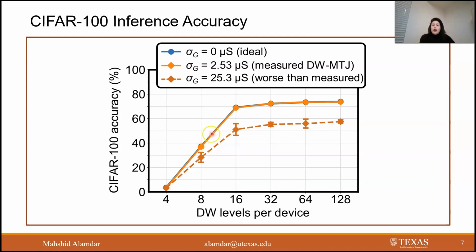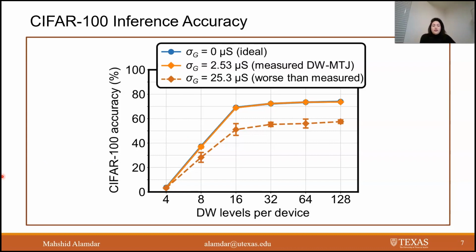Here we compare the ideal domain wall MTJ device with no conductance error in blue and the domain wall MTJ device with the experimentally characterized level of conductance error in orange. These curves almost lie on each other, which shows that the write noise in the measured domain wall MTJ device is negligible. We also noted that the conductance error is based on the properties of a single device and does not include the effect of device-to-device variation.